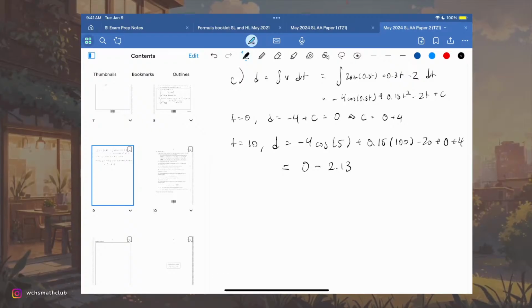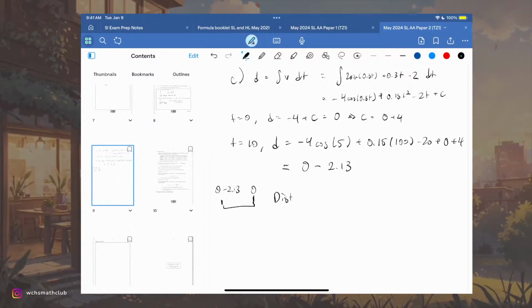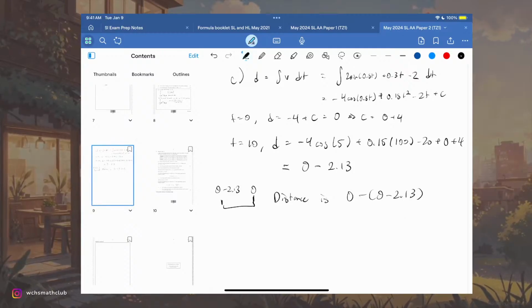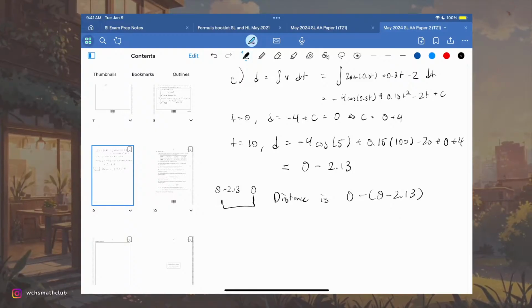So we can picture this as, at t equals 10, suppose this is O, and then this would be O minus 2.13. And so the distance between here is going to be O minus O minus 2.13. And of course, displacement is, isn't this negative? Exactly. So then why is it positive? It's supposed to be negative.